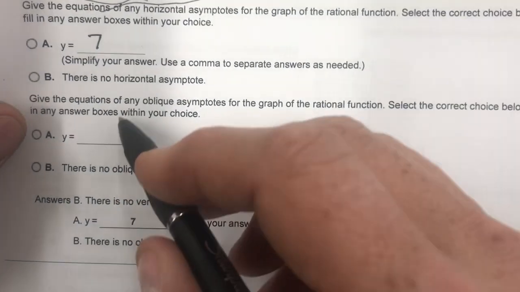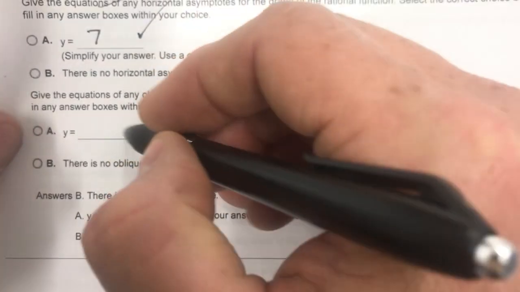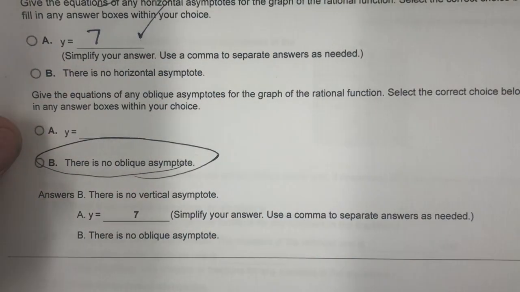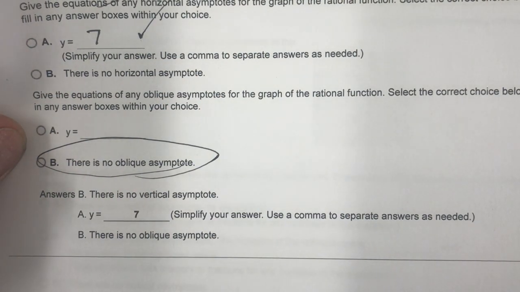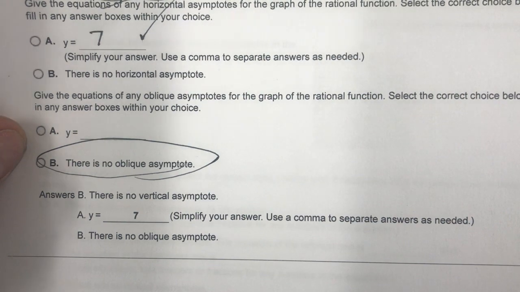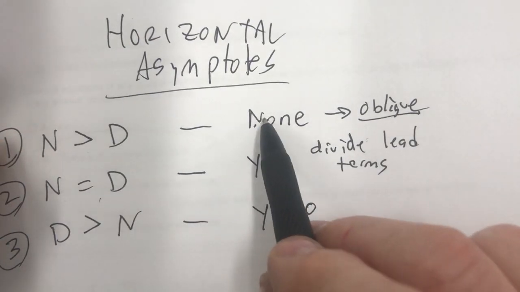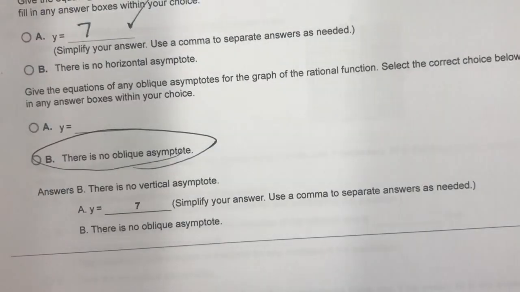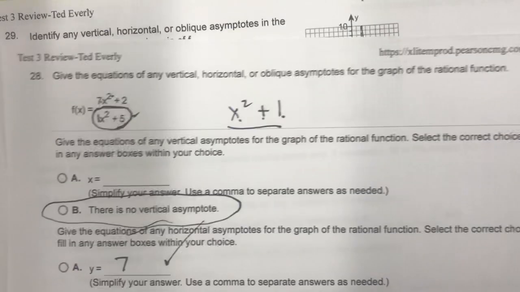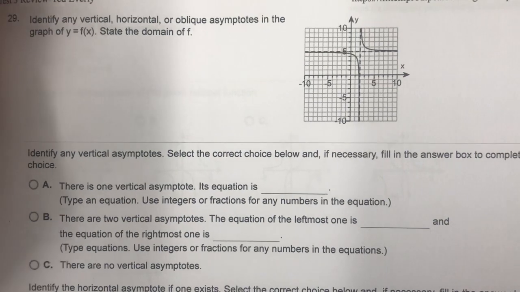And now oblique. Since we have a horizontal, there is no oblique. You can't have a horizontal and an oblique. You only have an oblique if there's no horizontal. See there? The only way you have an oblique is if you have no horizontal asymptote. Okay, 29.